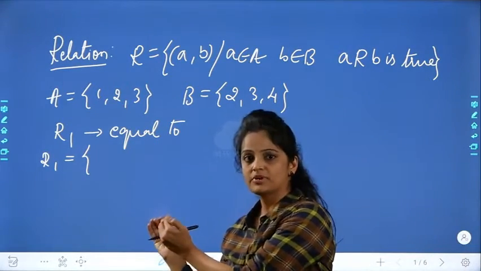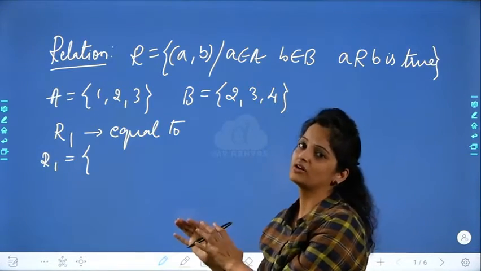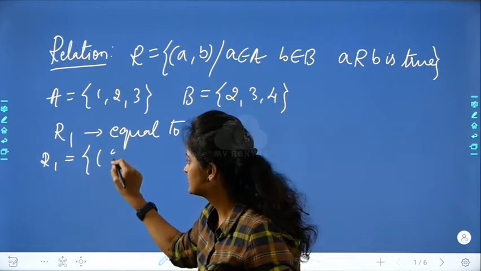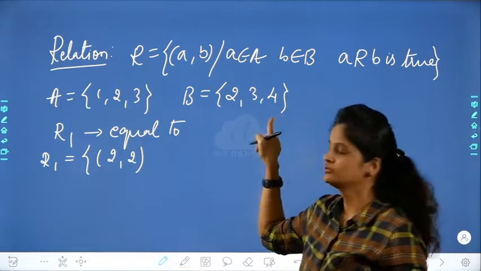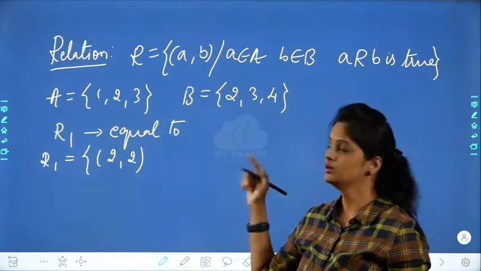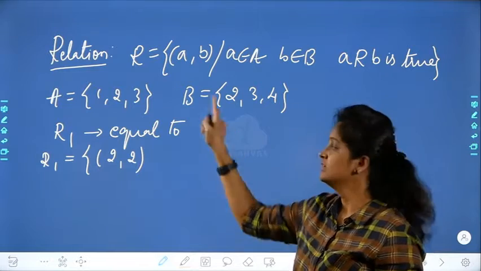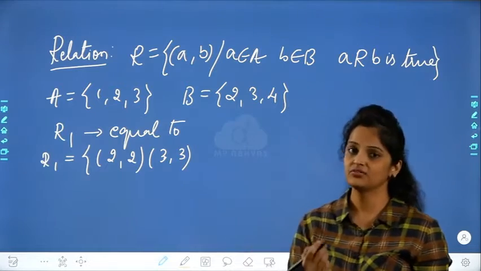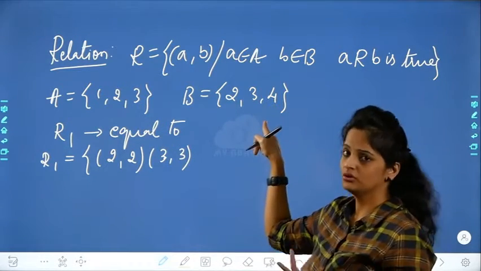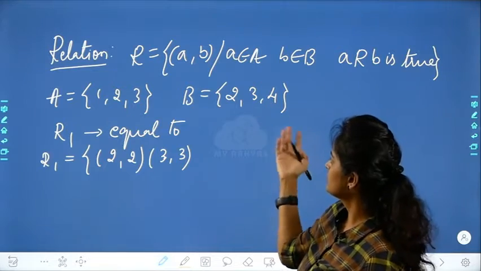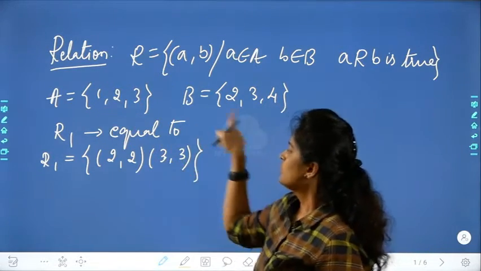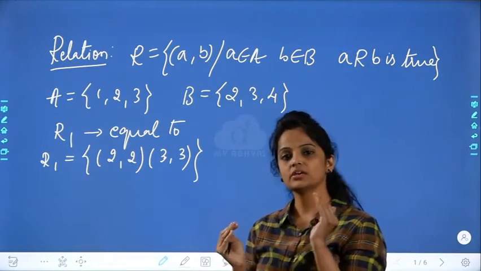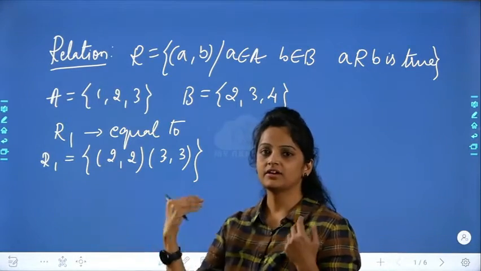So in R what happens? Whichever satisfies, only that ordered pair has to be there. 2 is equal to 2? Yes. 2 is equal to 3? No. 2 is equal to 4? No. 3 is equal to 2? No. 3 is equal to 3? See, after this example, many things will be clear for you. 3 is equal to 4? No. So only these two I got: 2, 2 and 3, 3. Whichever is satisfying, only those ordered pairs we are writing in R. Otherwise we are leaving them.